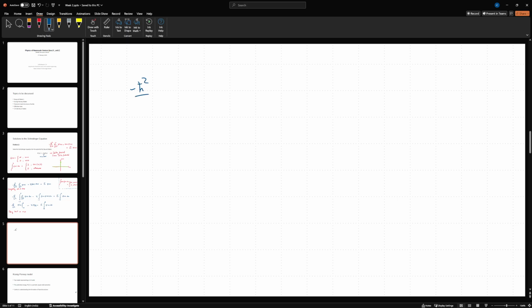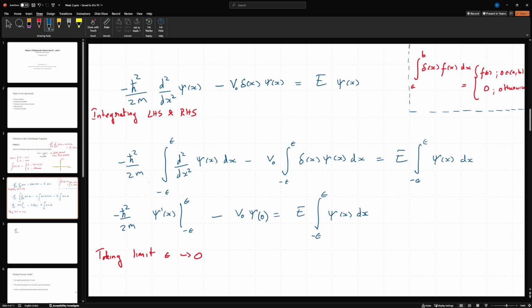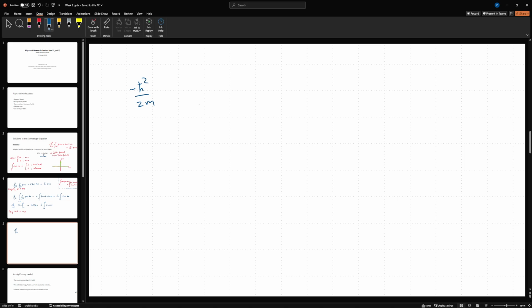Minus h squared upon 2m. However, this is not an integral; this is already a difference of two points. Now we will see what that is. This is essentially psi prime at 0 plus minus psi prime at 0 minus. I will write this here: psi prime is equivalent to d psi upon dx.